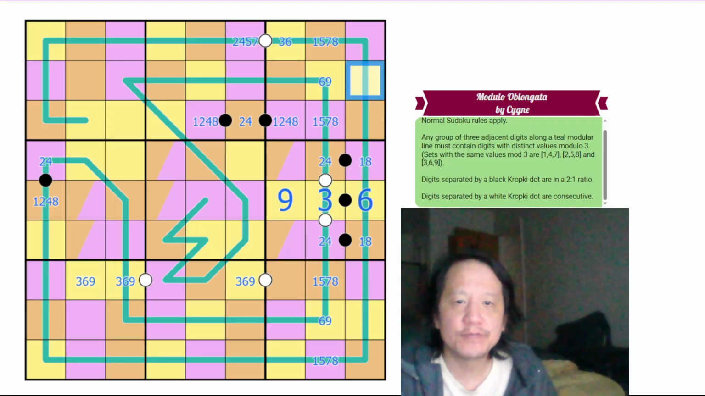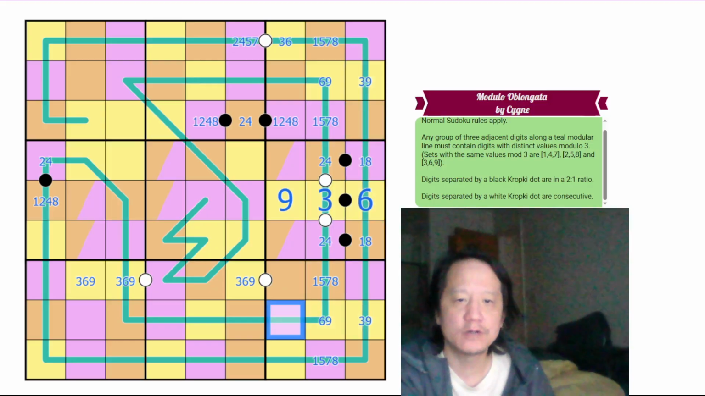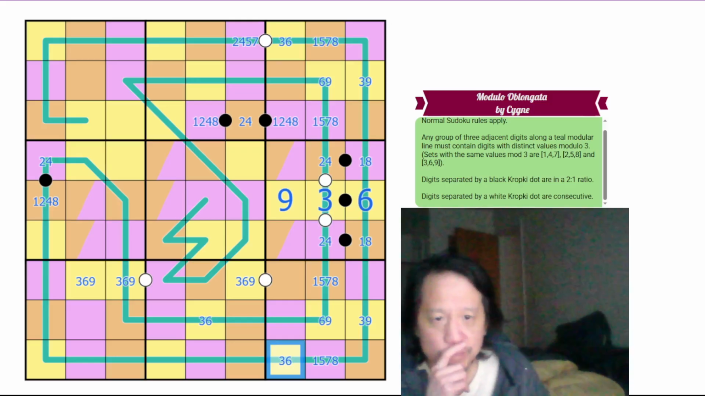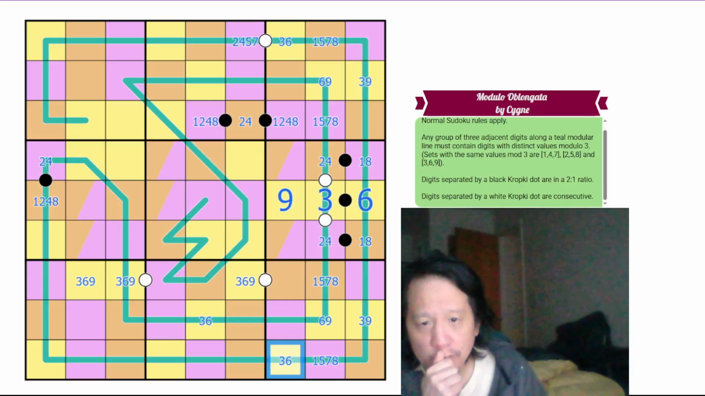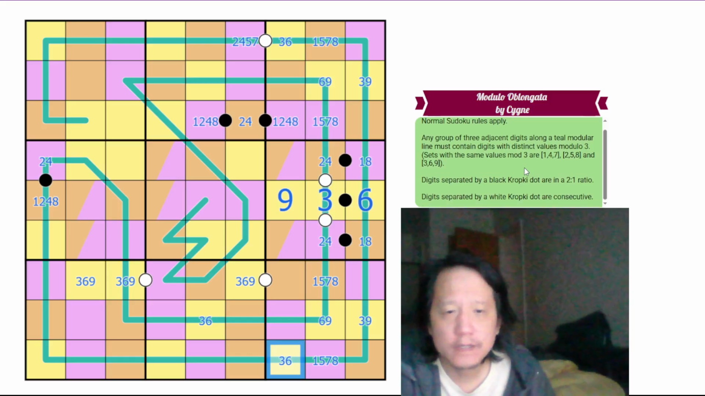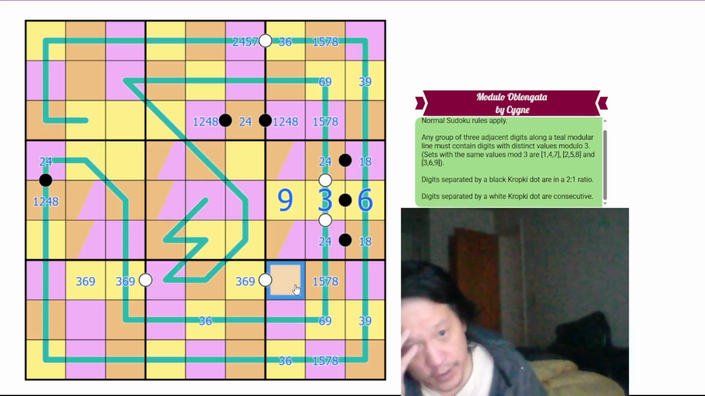We have 3 or 9 here, and this is 3 or 9 here, and this is 3 or 6. So this must be 3 or 6 here to match this. We just know one cannot be either of these. That's all we really know about that.